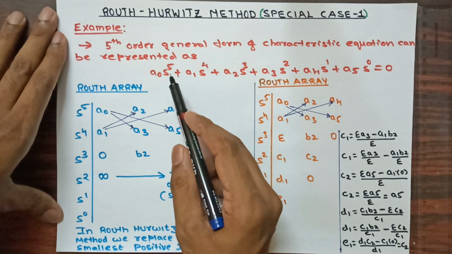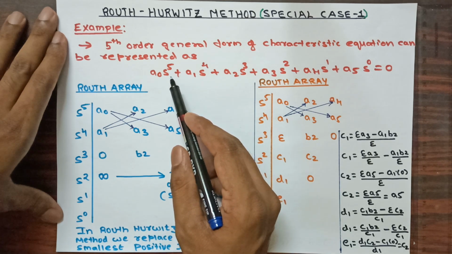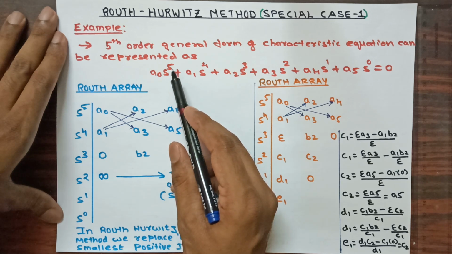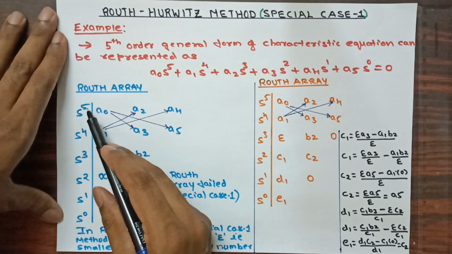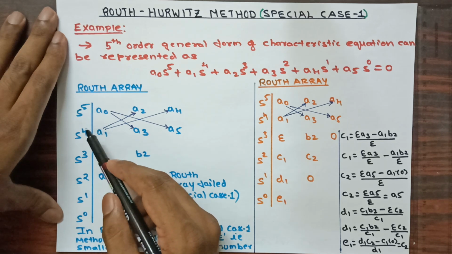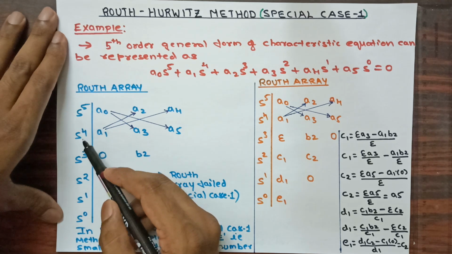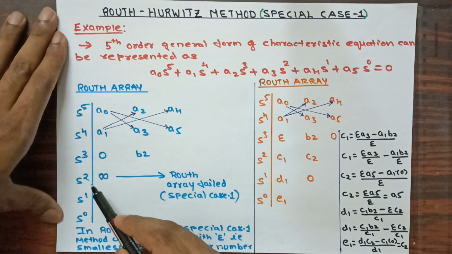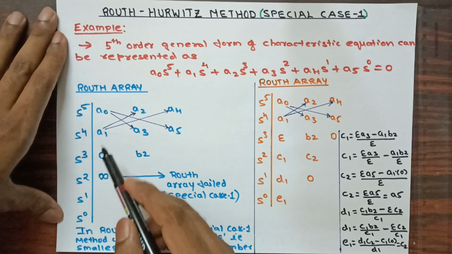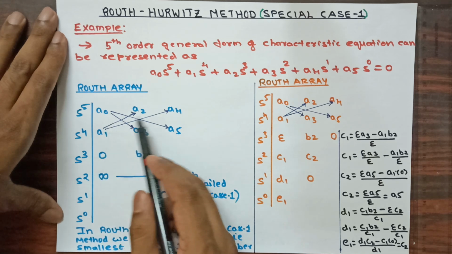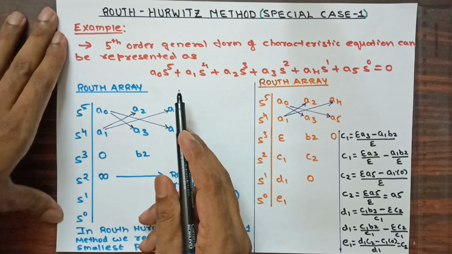For that we know that we need to consider the highest power of s, and in this characteristic equation the highest power is s to the power 5. You can see in this, first I have considered the highest power, that is s to the power 5, and the remaining s powers I have taken in decrementing order. That you can see here, s to the power 4, s to the power 3, s to the power 2, s to the power 1 and s to the power 0. Now we know that we can form the two rows directly from the characteristic equation.